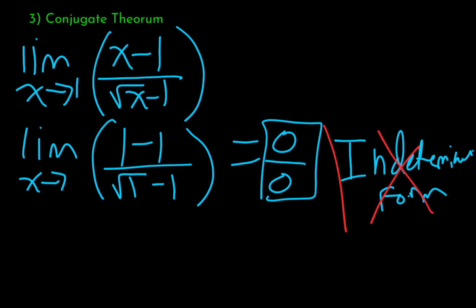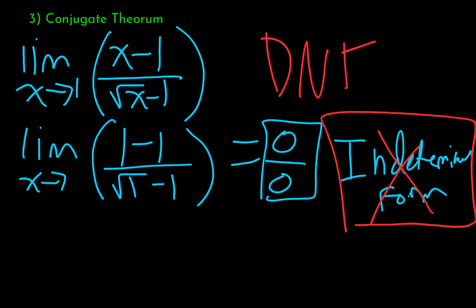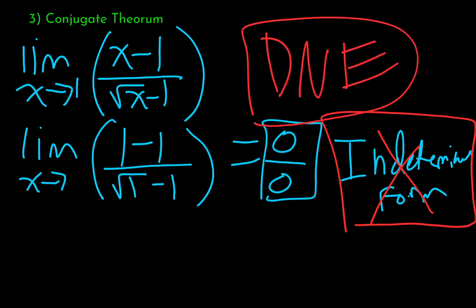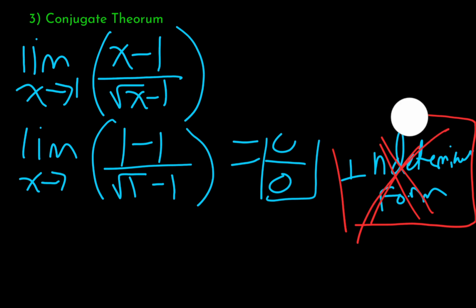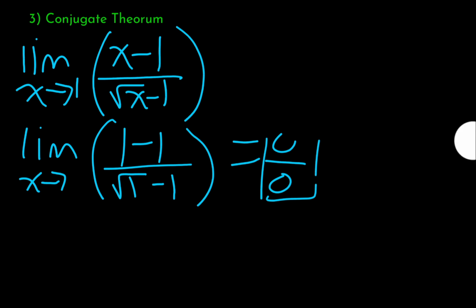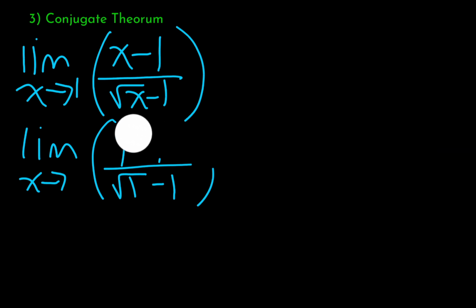This is a big no. You cannot leave an answer as an indeterminate form. You may get something that just simply does not exist, right? And that's going to be your answer. You can put this, but you cannot put indeterminate. You're going to have to put does not exist. But for this one, in this form it is an indeterminate form, so we have to fix this.